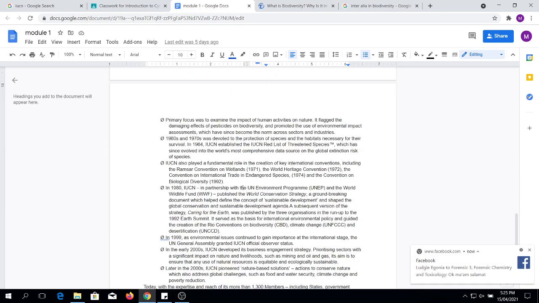Another, the primary focus was to examine the impact of human activities on nature. Okay? Another, it flagged the damaging effects of pesticides on biodiversity and promoted the use of environmental impact assessment, which have since become the norm across sectors and industry.